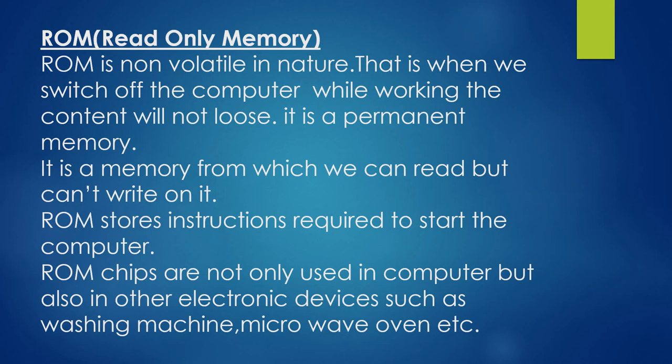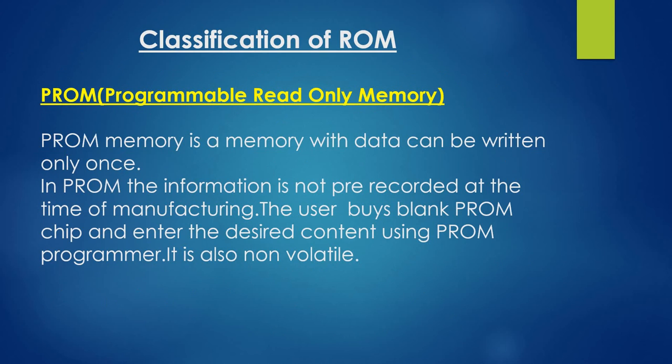It is a memory from which we can read but we cannot write on it. That is read-only memory. Then which type of data is stored in this ROM? For starting the computer, we need some instructions. That type of instructions are stored in the ROM chip. This ROM chip is used in the computer. In the same way, this ROM chip is used in washing machines, microwaves, etc. also.